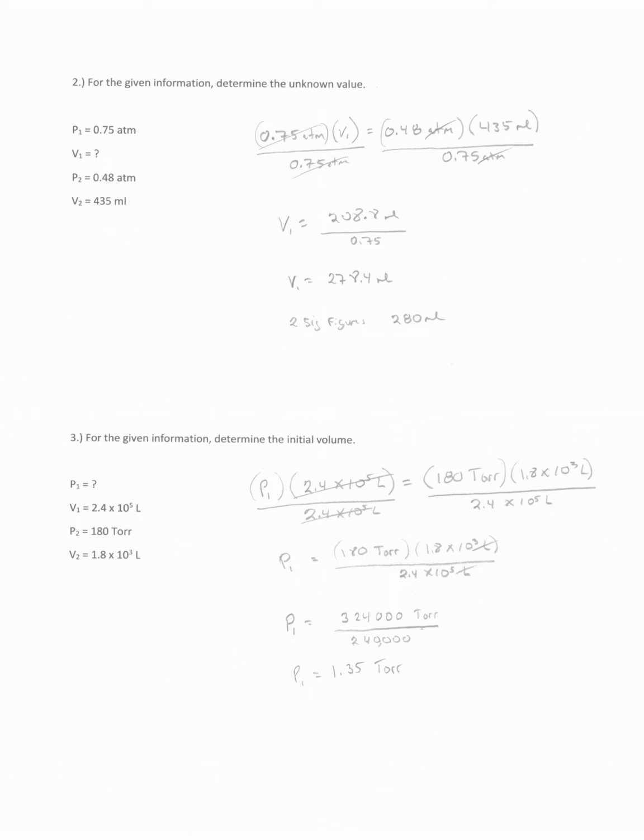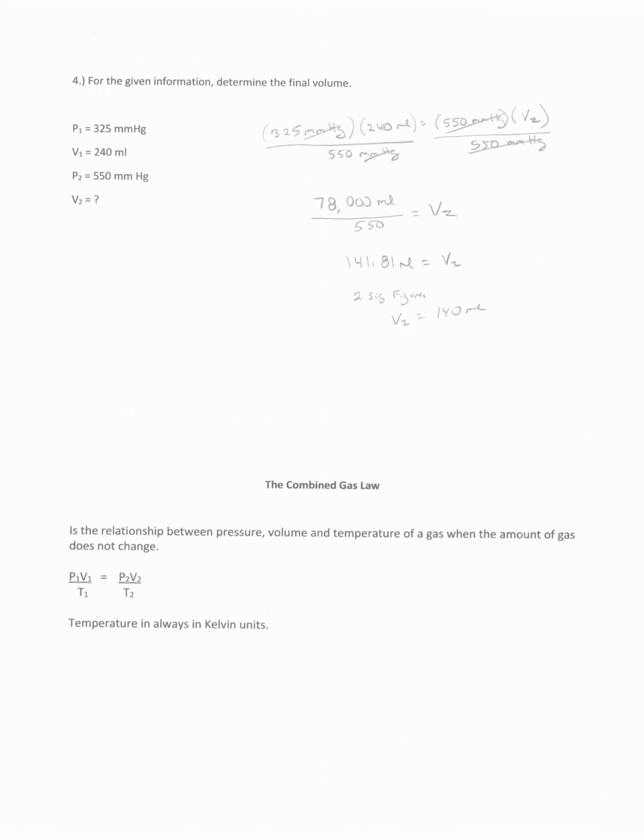Question number three, the initial pressure is the unknown, and that is 1.35 torrs. So torr is another unit we use for pressure. Question number four, the final volume is the unknown, and that answer is 141.81 milliliters.